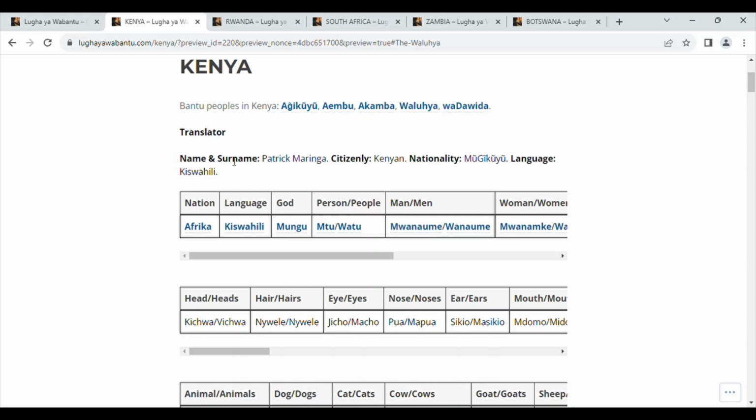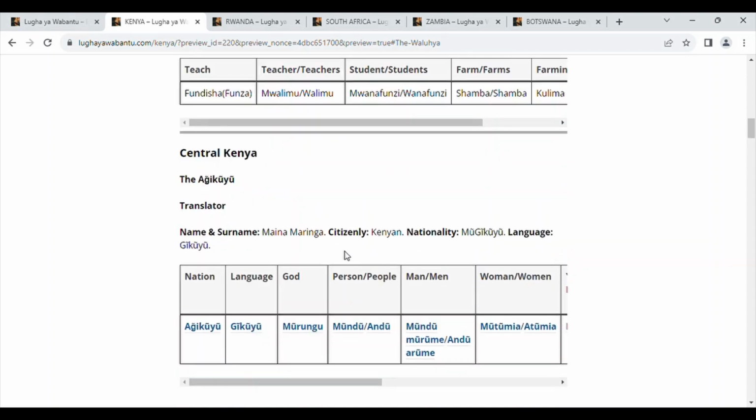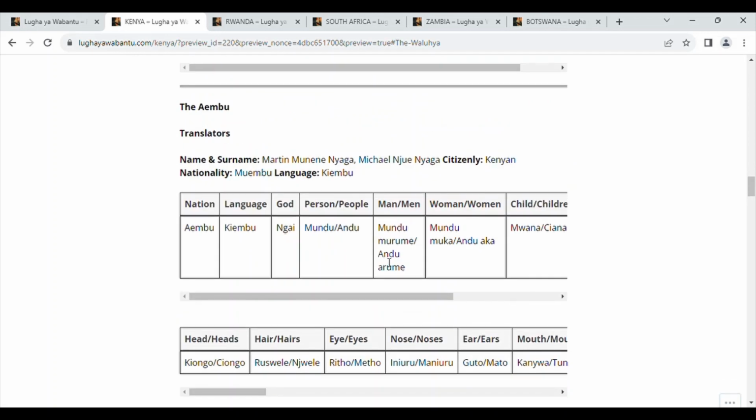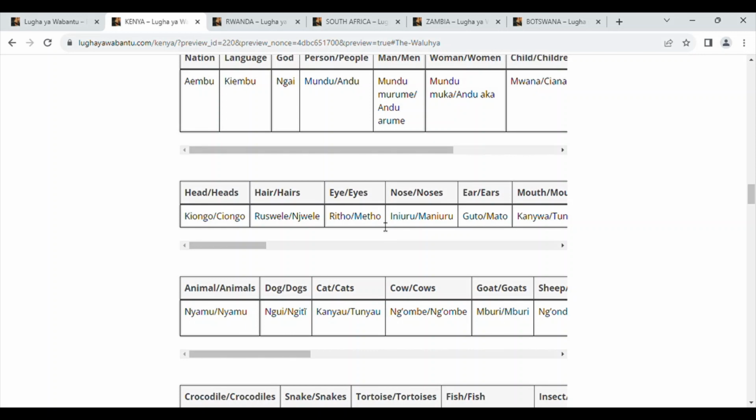And here I acknowledge the translator by giving their name and surname, their citizenry, nationality, and the language that they speak. You can see the same for the language Gikuyu, the language that is spoken. See the name for the Aembu. And you'll notice now here there's 2 translators, because there were 2 translators working on the project. Ideally, I can start with a minimum of 1 translator to a maximum of 3. The more translators there are, the faster this work can be completed, and it also raises the authenticity.